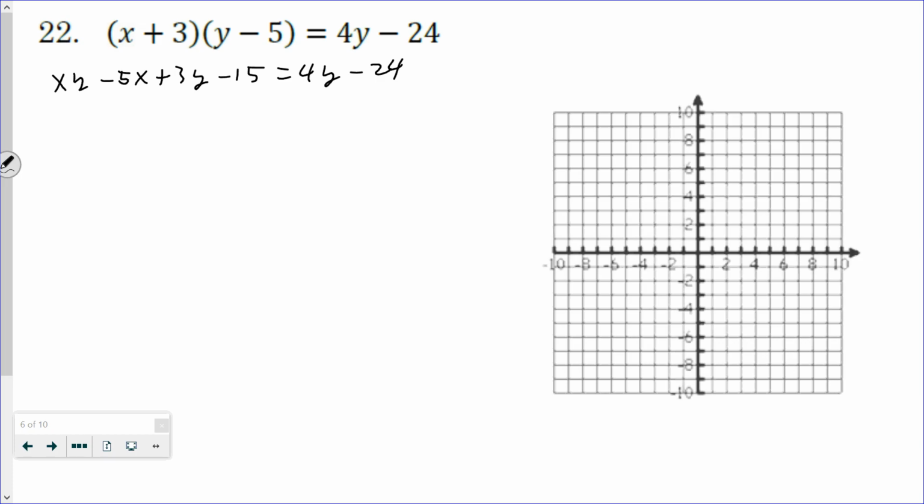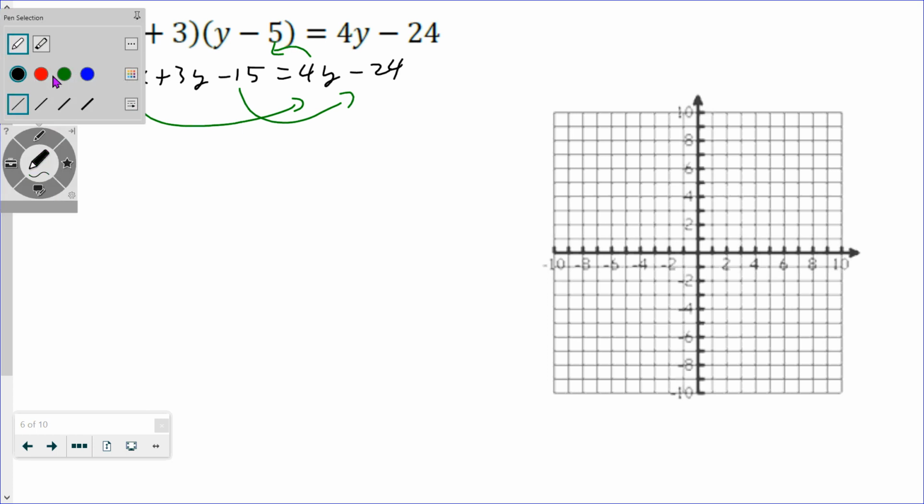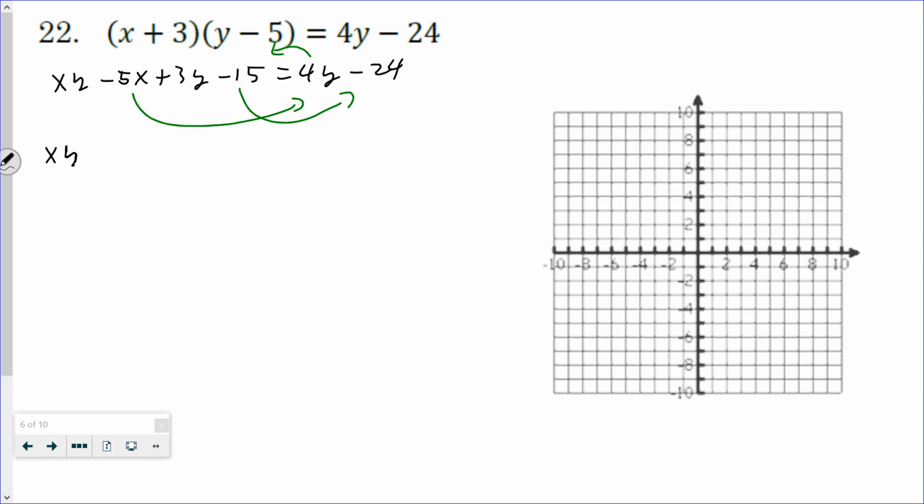So I want to add like terms and put all the y's on one side. So that 4y, I'm going to move to the left side, and this 5x and -15, I'm going to move to the right side. So when you do that, what I end up getting is xy minus the 4y gives you -y, and that will equal 5x minus 9. Factor out the y from the left side to get y times x minus 1 equals 5x minus 9, and I get that y equals 5x minus 9 divided by x minus 1.